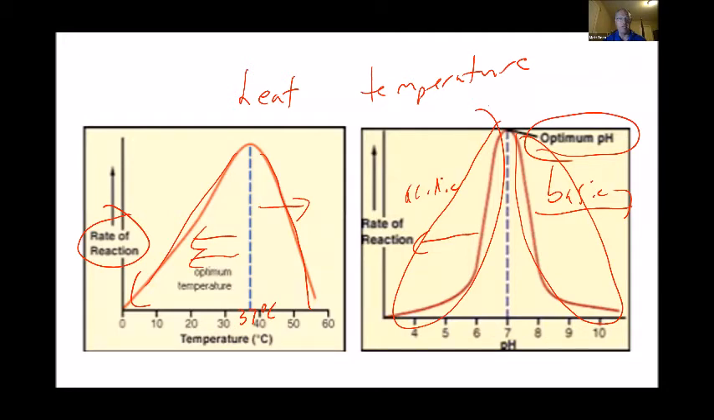Now, there are a few enzymes in the body that have acidic optimal pHs, like the ones in your stomach. The pH in your stomach is somewhere around 2. So you have to have enzymes that can work effectively at that pH.